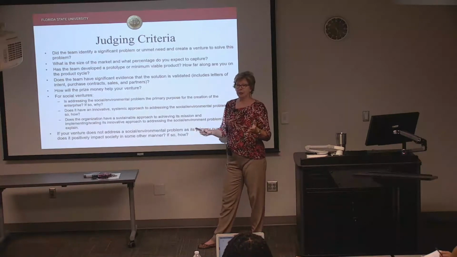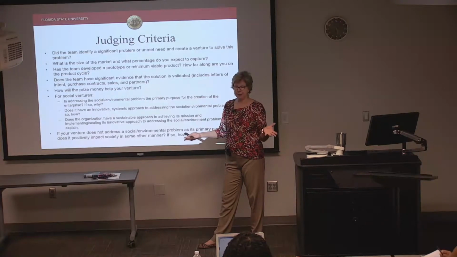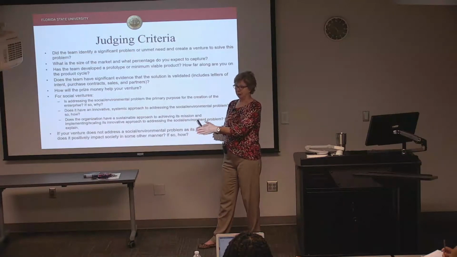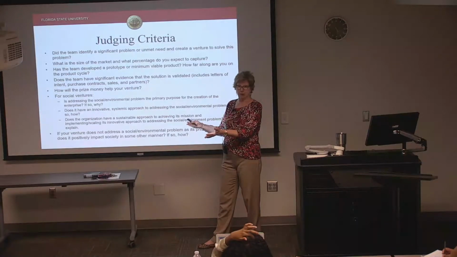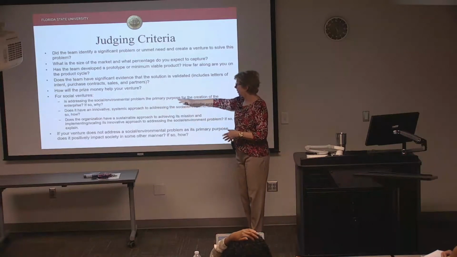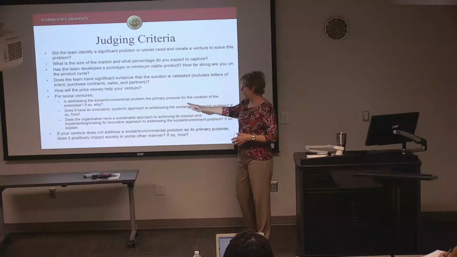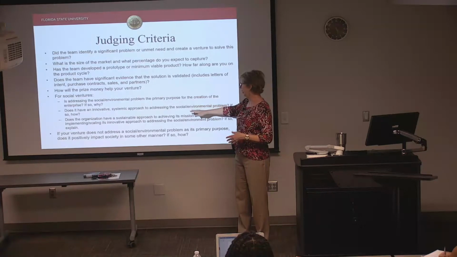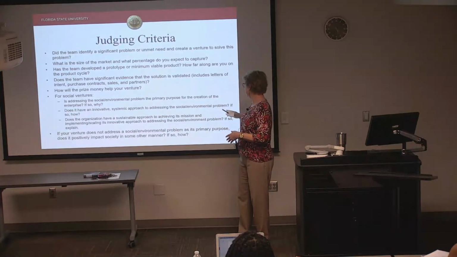So a lot of businesses in general want to do good. They don't want to harm people or the environment. But the social mission isn't really the primary part of what they're doing and why they're doing it. But other ventures are specifically started to solve a social problem. So there's a section on the application particularly pertaining to social ventures: is this the primary purpose for creating an enterprise? Does it have an innovative, systemic approach to addressing the social and environmental problem?